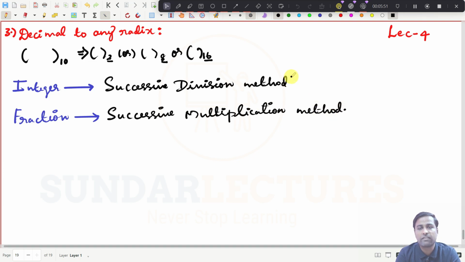So what I will do, first I will explain these two methods, and then I will consolidate and give you the data finally: what we need to do for integer and what we need to do for fraction methods, right? So straight away we will take an example and try to convert a decimal number into any radix. First we will take an example.